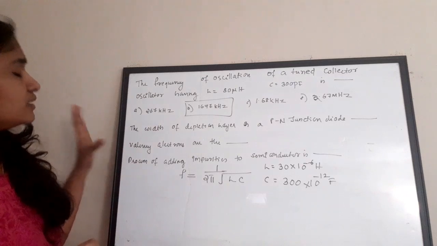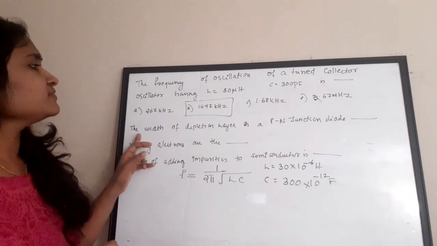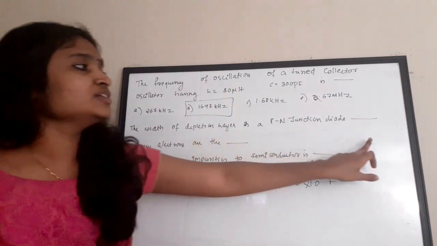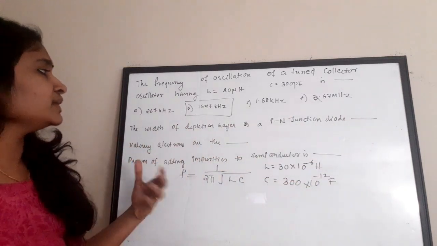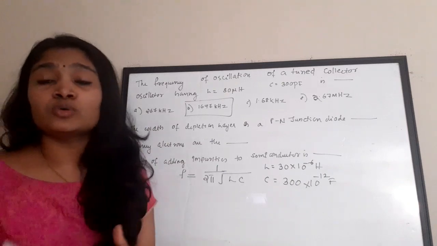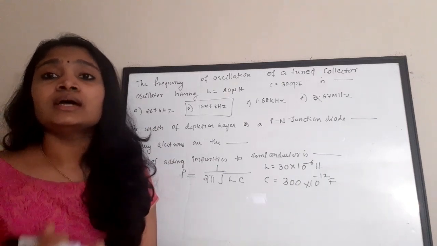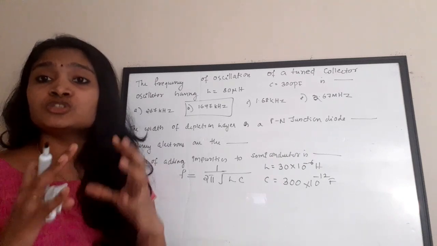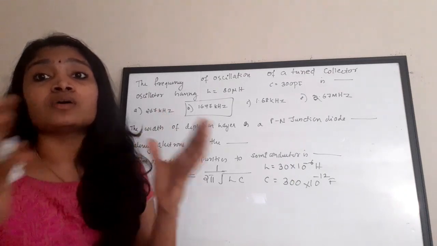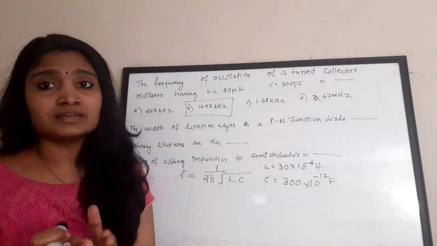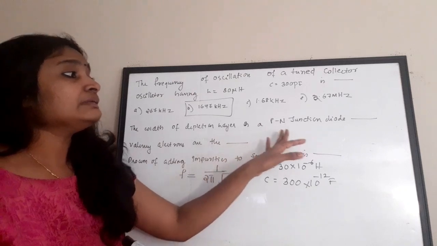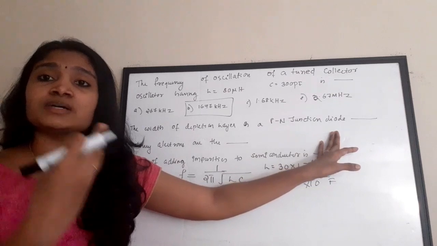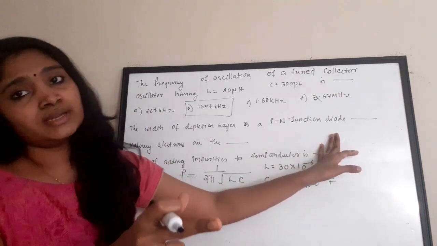Next questions are very, very simple questions. First question: the width of the depletion layer in a PN junction dash. The question is actually asking how the width of the depletion layer varies with the forward or the reverse bias. We know that the width of the depletion layer is always affected by the reverse bias potential. So when this reverse bias increases, the width will also increase. So the answer from the options is that it will increase with the increase in reverse bias. Whenever reverse bias is increasing, depletion width is also increasing.